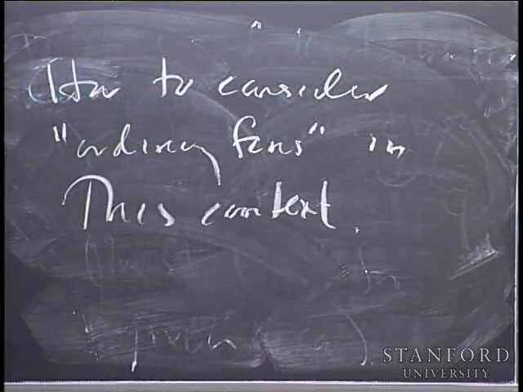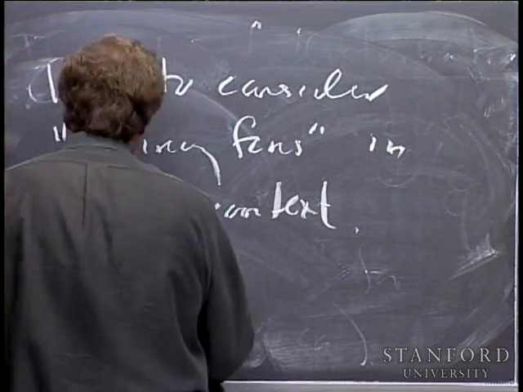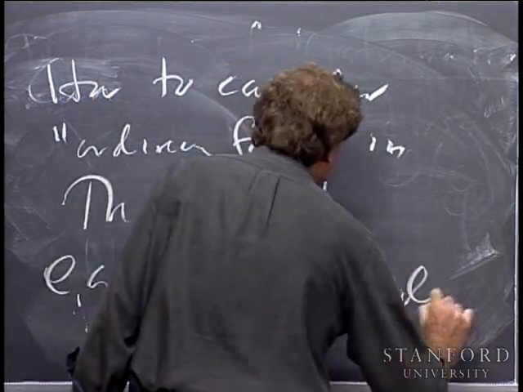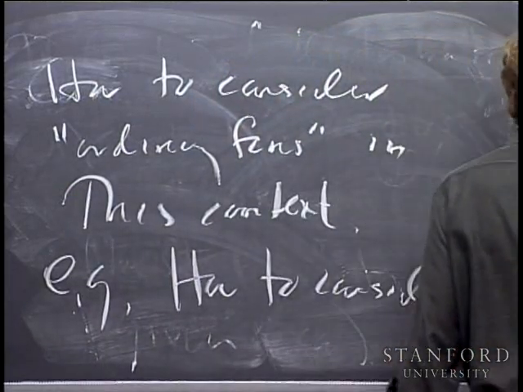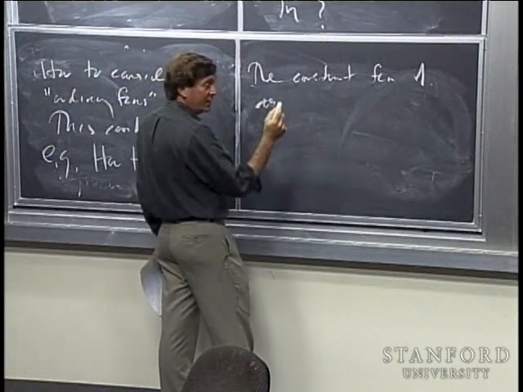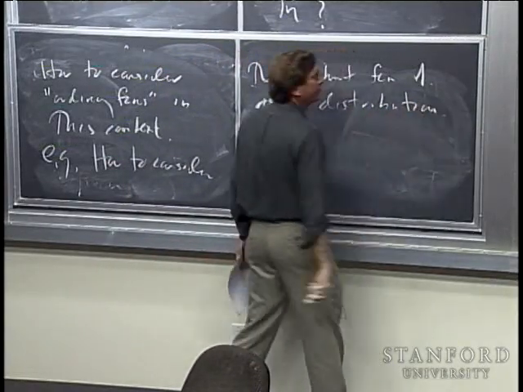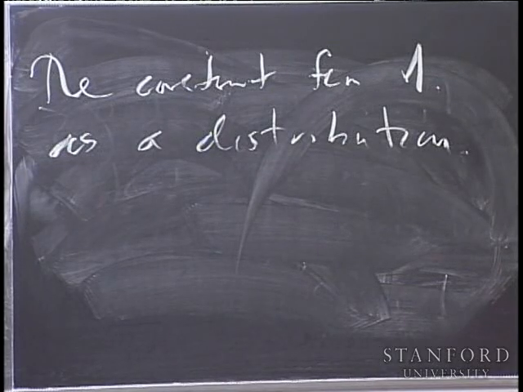So again, I want to consider, for instance, the constant function 1. Take a very simple function, the constant function 1, as a generalized function or as a distribution. Now you buy the premise, you buy the gag. You want to consider this as a distribution. What does that mean? It always means the same thing. You give me a test function, and you have to tell me how your new thing is operating on that test function.